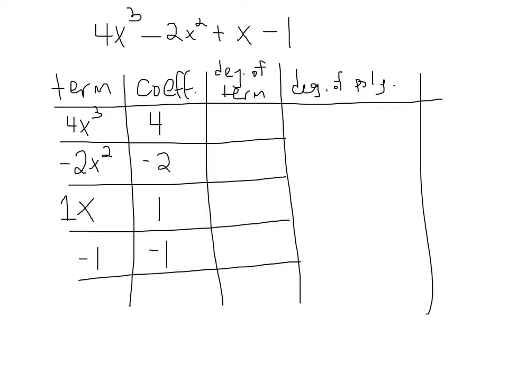Remember, the degree of a term, the next thing we're doing here, is simply the number of variables in that term. So there are 3 x's in 4x cubed, so that's a third degree term. There are 2 x's in negative 2x squared, so that's second degree. There's a single x here, and there are no x's in negative 1, so that's a term of 0 degree.